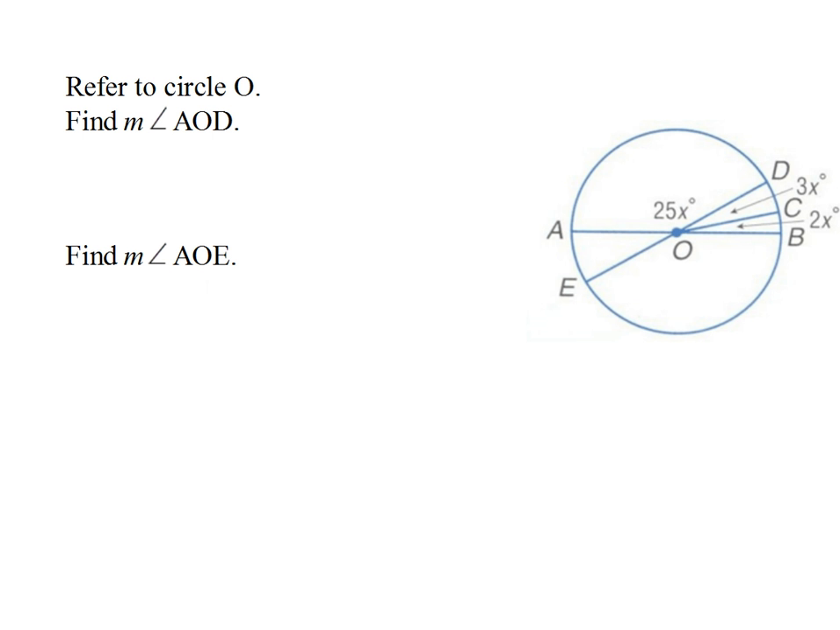If we look at circle O, we need to find the measure of angle AOD. We need to find the measure of angle AOE. Now if you remember, a whole circle is 360 degrees around, then half of a circle is 180. So we know the top half of this circle, those 3 angles together, will add up to 180 degrees. So we know 25x plus 3x plus 2x should equal 180 degrees. Now if we combine like terms, 25 plus 3 plus 2 gives us 30x.